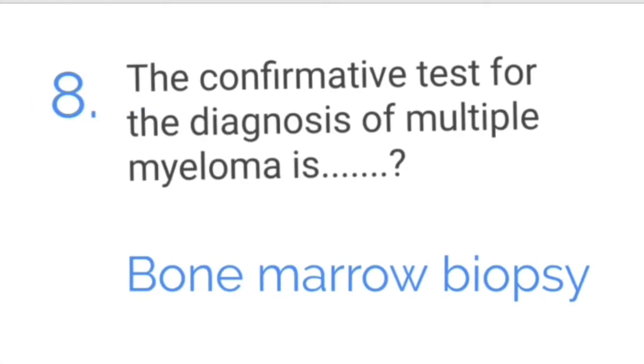The confirmative test for the diagnosis of multiple myeloma is bone marrow biopsy.